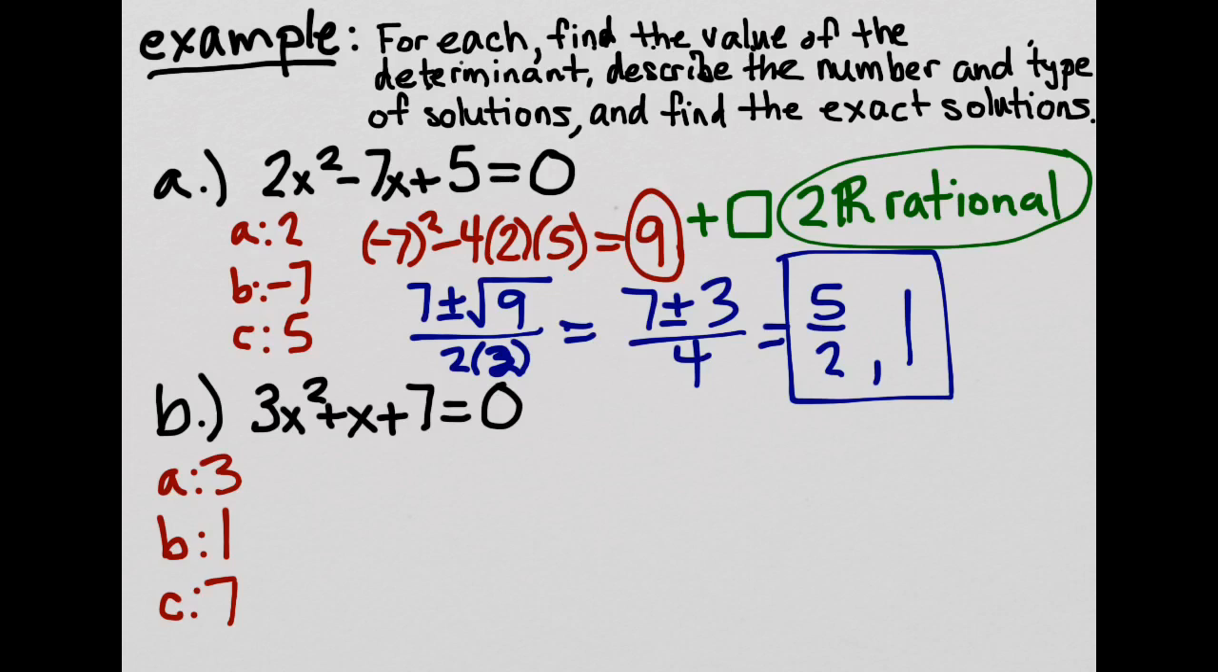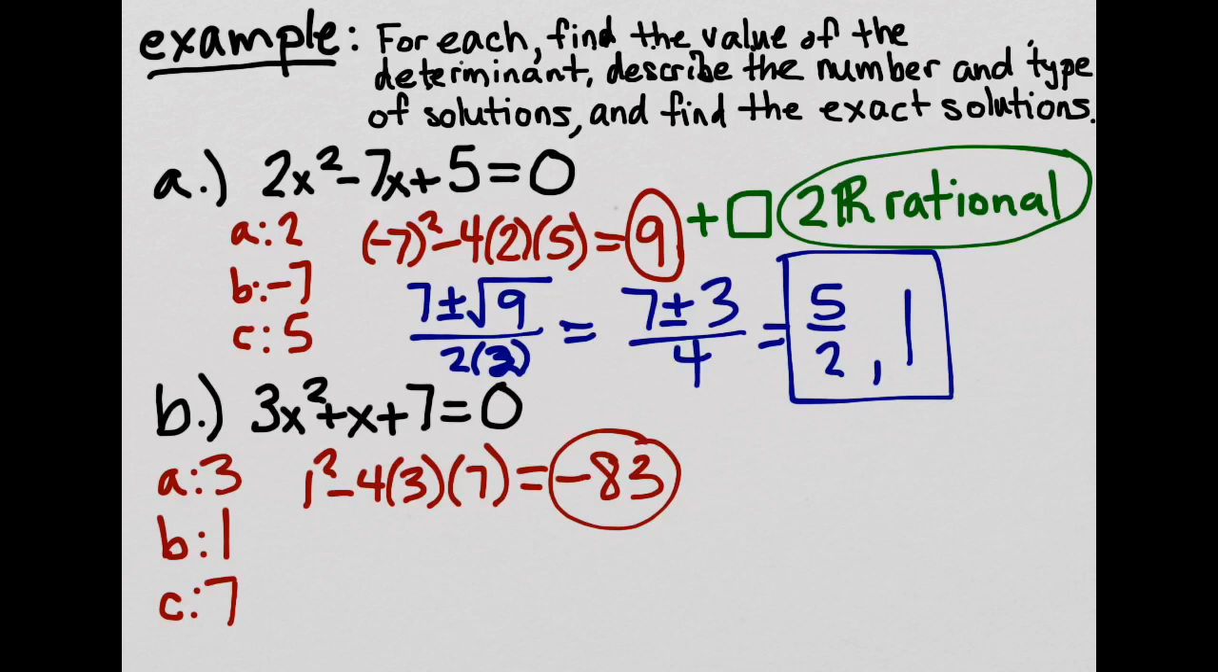Okay, so let's find our discriminant first. So that's b squared minus 4ac. So that'll be 1 squared minus 4 times 3 times 7, which is 1 minus 84, so that's negative 83. Okay, that's our value of the discriminant. That is a negative number. So that tells us that we are going to have 2 complex solutions. Okay, because it's negative, we're going to have imaginary results.